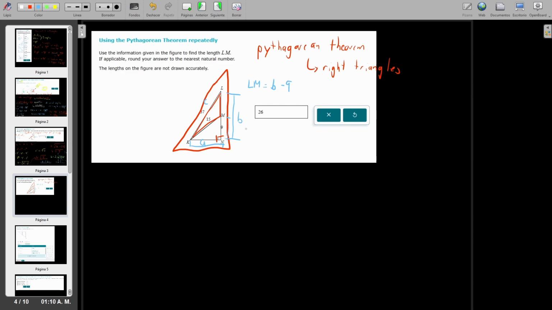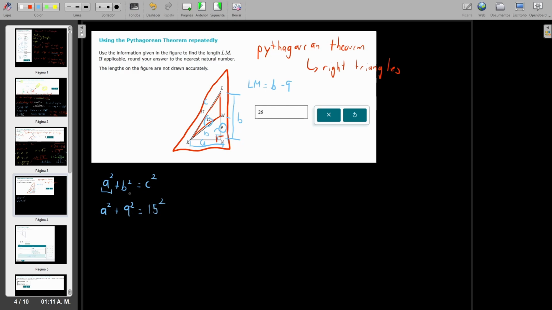Okay, but how do we find B? First, we need to find A. We have a right triangle here. We need to find the value of A. So it's going to be A squared plus B squared is going to be C squared. In this case, we can take the value of 9 as B. We do not know the value of A. Now we do know the value of B. The B is 9. So it's going to be A squared plus 9 squared, and the value of C is going to be this 15.